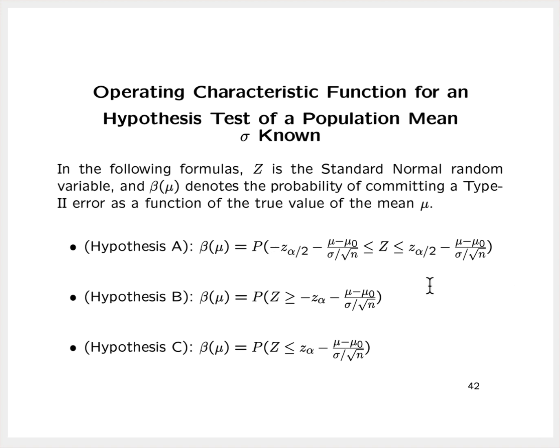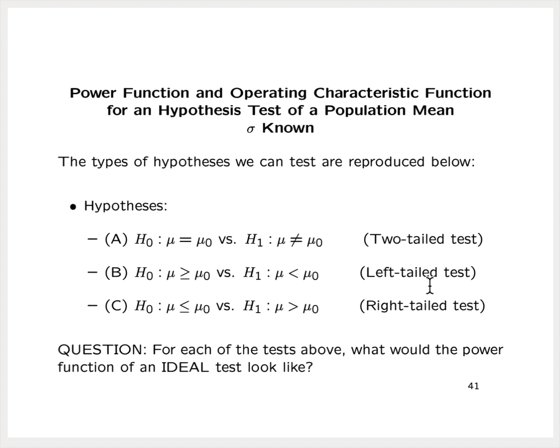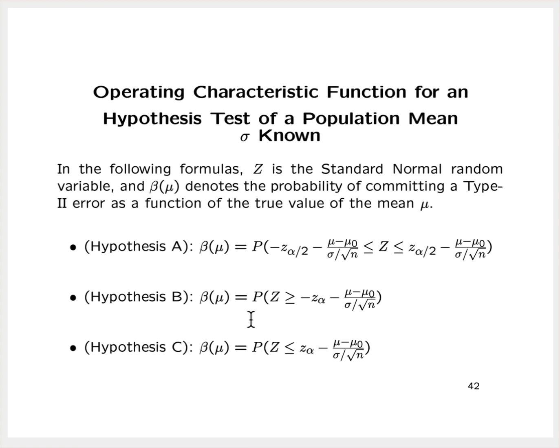And if we're performing a left-tailed test, remember that is hypothesis B, a left-tailed test, then the beta function evaluated at mu is given by this probability here. And finally, if we're doing a right-tailed test, then the beta function is given by this probability. Now note that each of these three probabilities are expressed in terms of z, the standard normal random variable, and that is because the standard normal distribution is the reference distribution for these three tests.